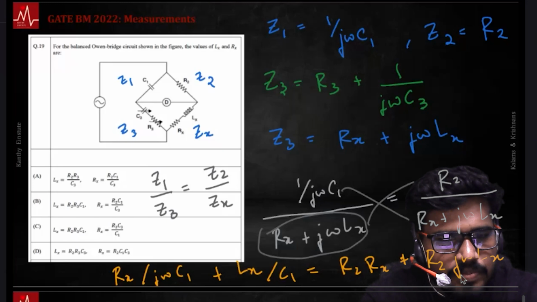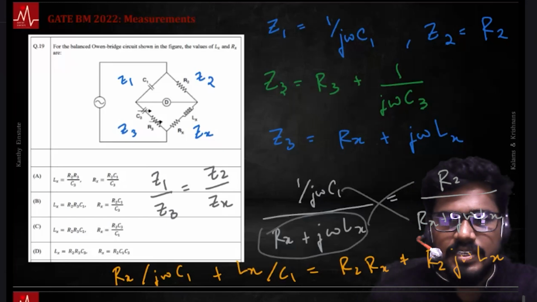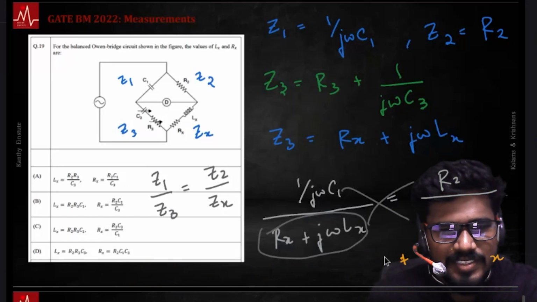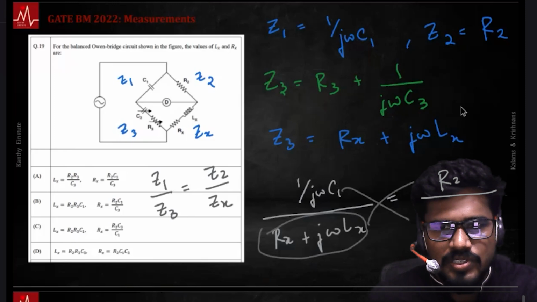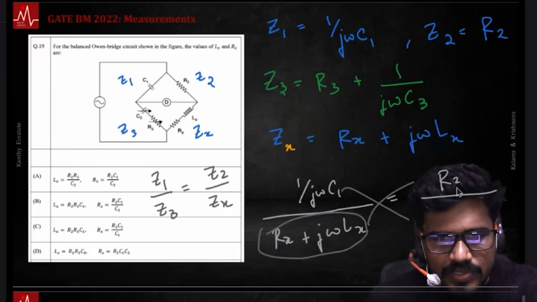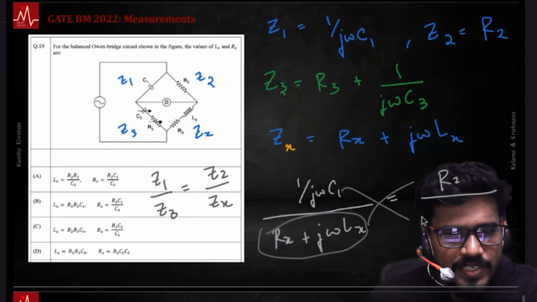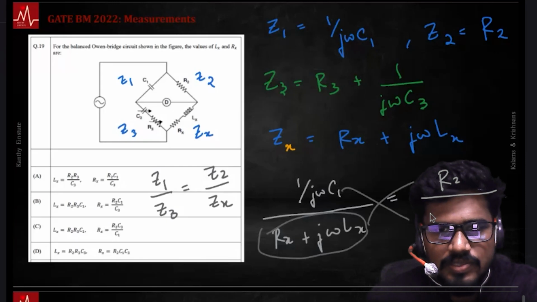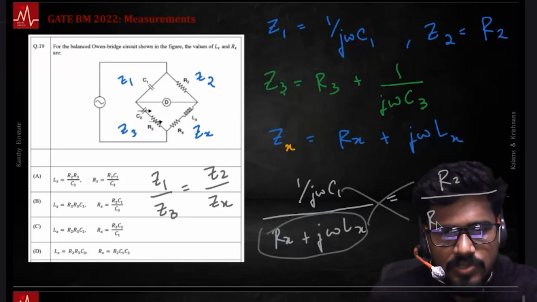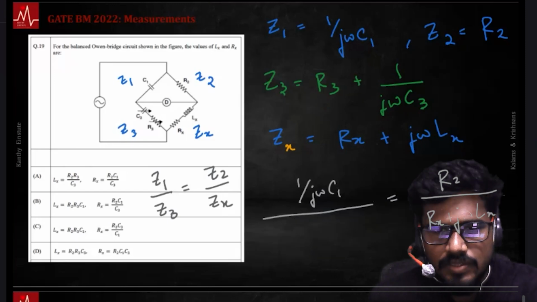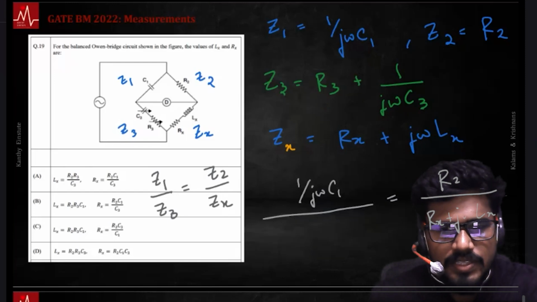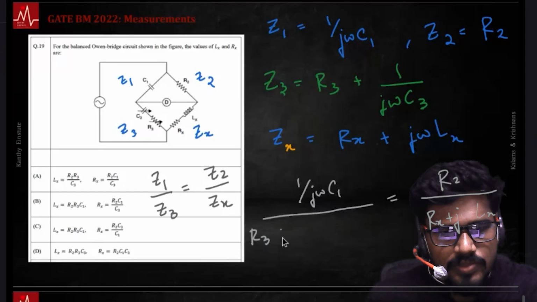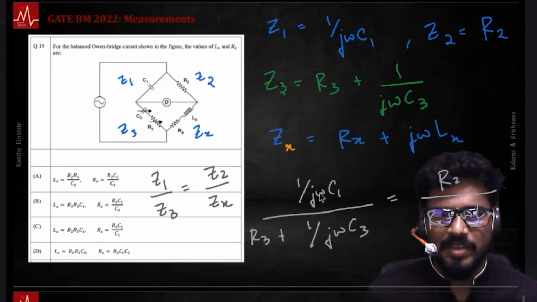Is this correct? I am sensing something fishy. Yeah, I wrote Z3 repeatedly. The last one is supposed to be Zx. This denominator is supposed to be Zx, right? This was in fact correct: Rx plus j omega Lx. This is supposed to be Z3. This is supposed to be C3, and that is R3 plus 1 by j omega C3. The same comment that I made earlier holds good.